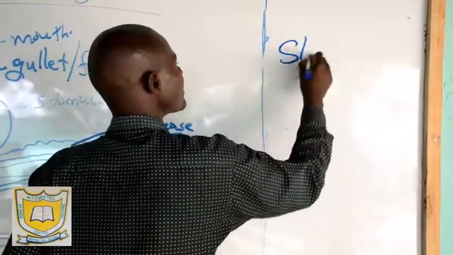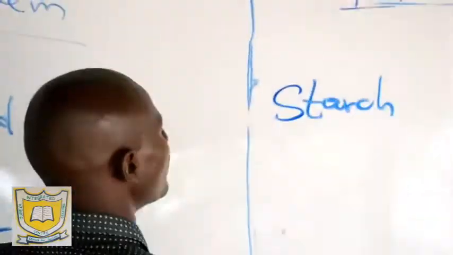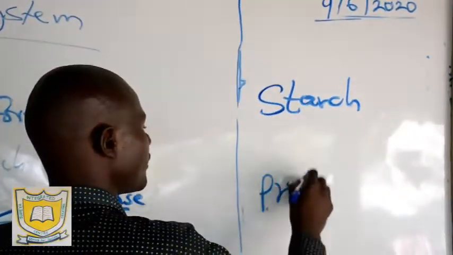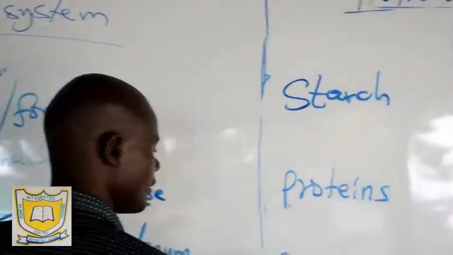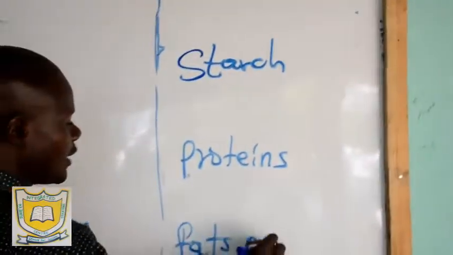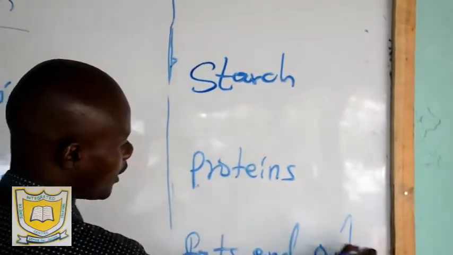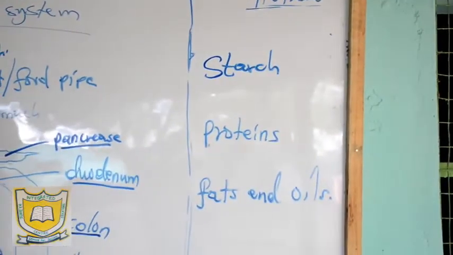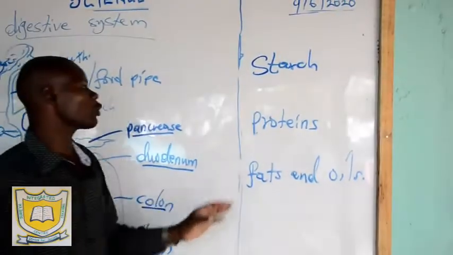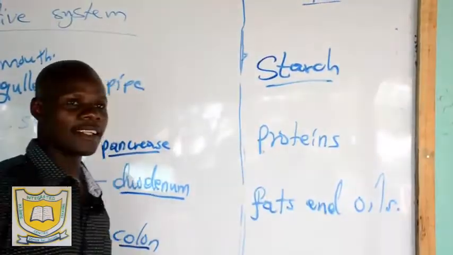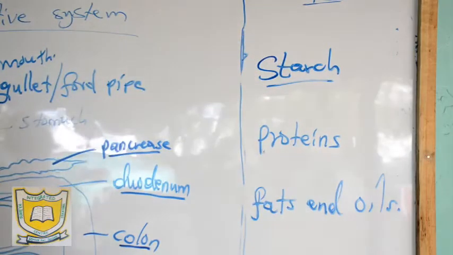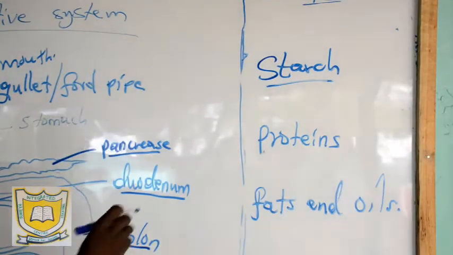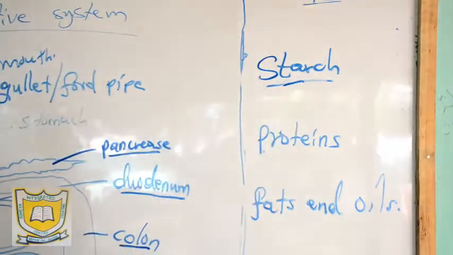We have the starch, we have the proteins, and we have the fats and oils. Let me discuss this. The starch is also known as carbohydrates. The carbohydrates are digested in the mouth. As you start eating, you find that carbohydrates or starch are digested in the mouth.